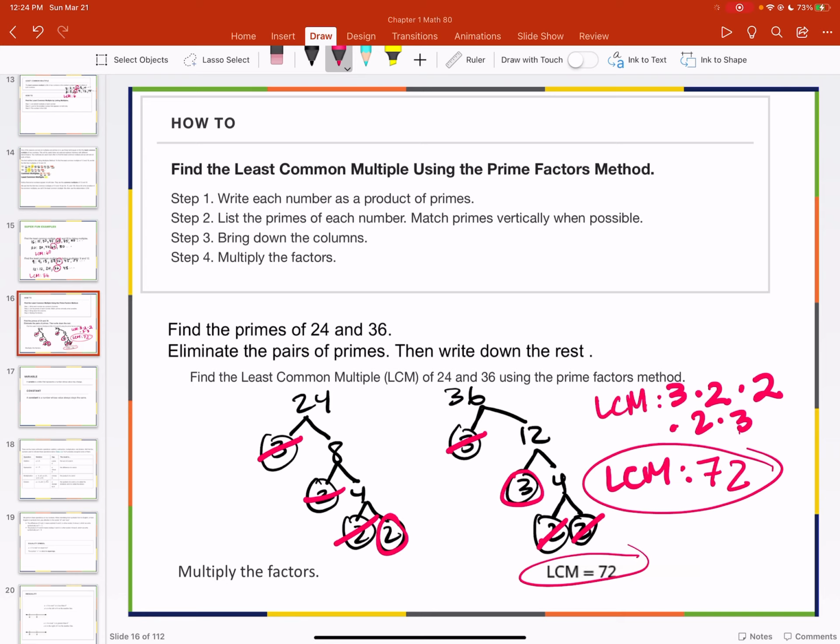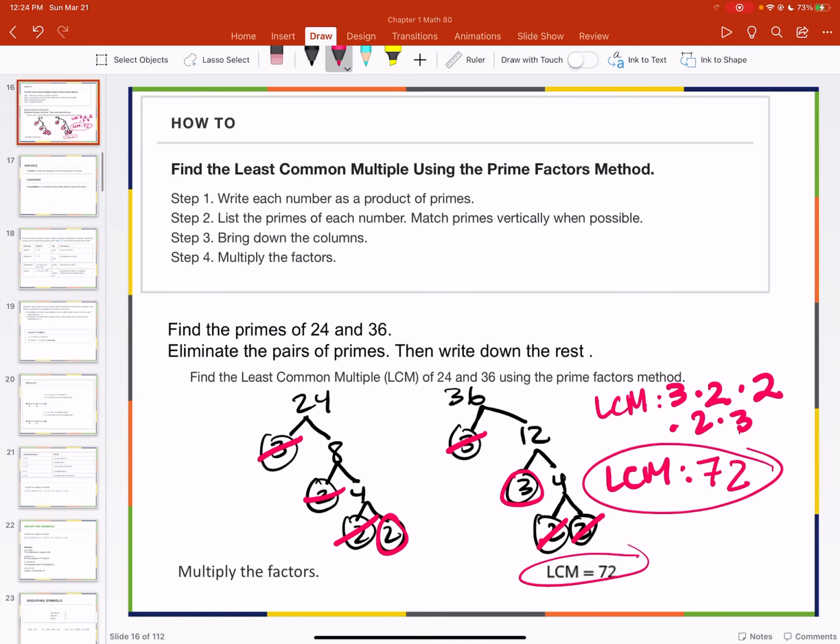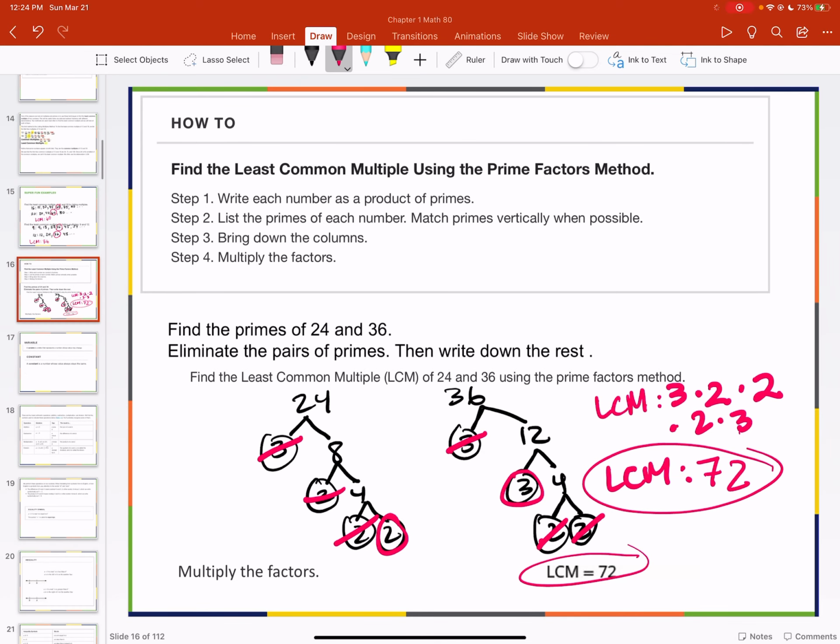Now, the way that the book does it, they have you write it down as a list. So I'll show you really quickly how the book does it. The book will go, okay, 24, you can rewrite that as 2 times 2 times 2 times 3. And then 36, you have 2 times 2 times 3 times 3.